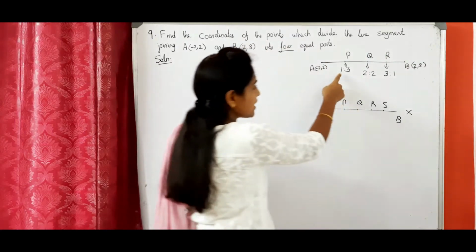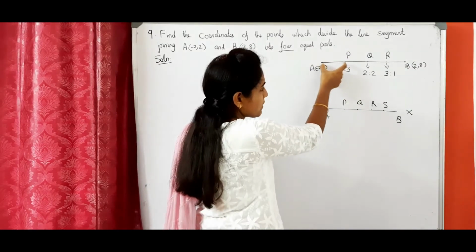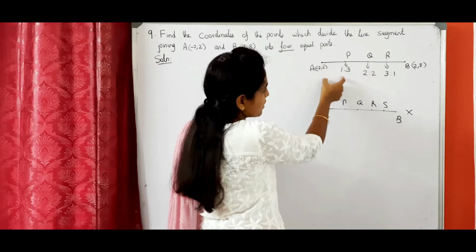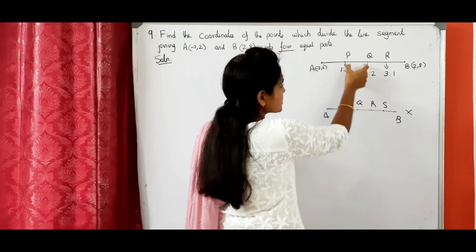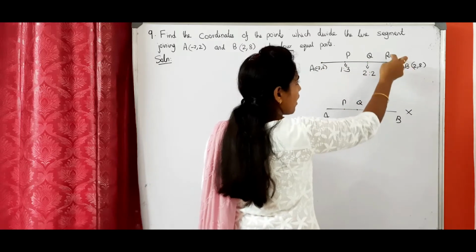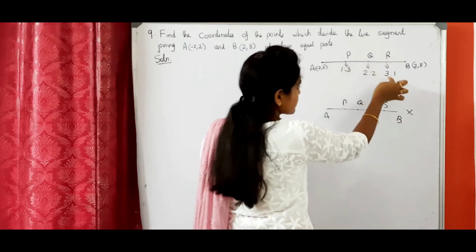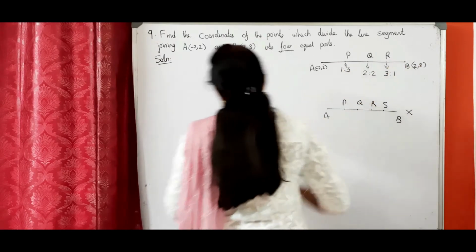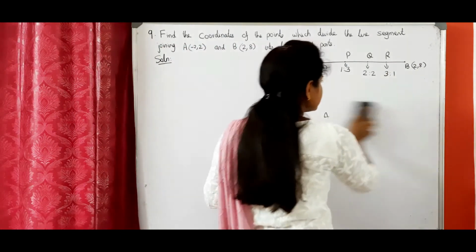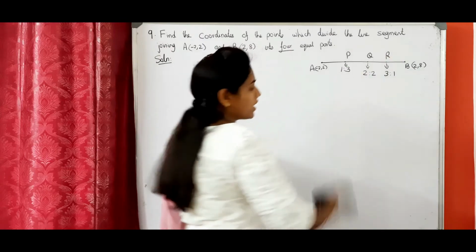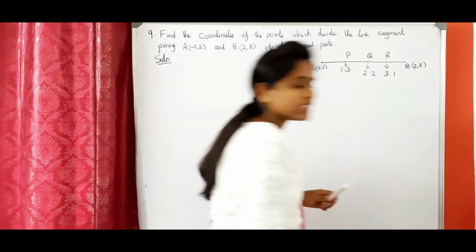And how can we write the ratio? For P, first how many equal parts? 1. The remaining is 1, 2, 3, so 3. For Q, 1, 2 and the remaining is again 1, 2. For R, 1, 2, 3, 3 equal parts and the remaining is 1 equal part. So 3 is to 1. Then we need to find P, Q, R. How can we find them? Using the section formula.